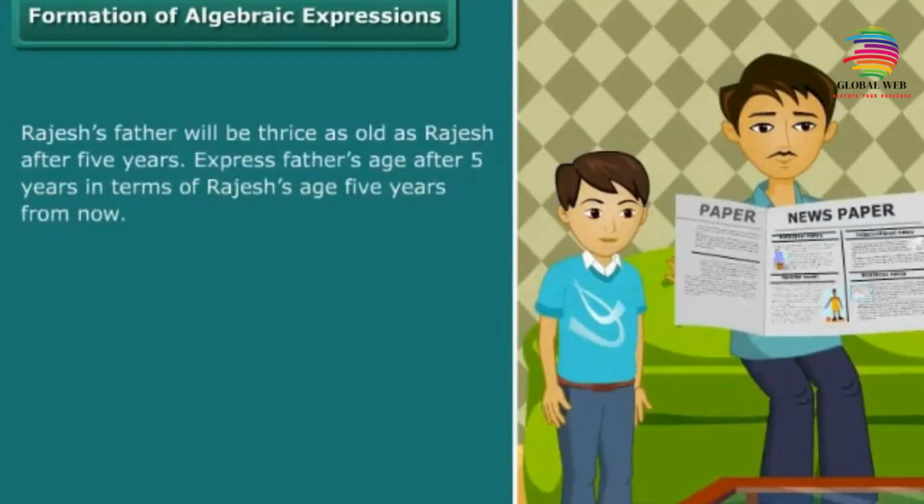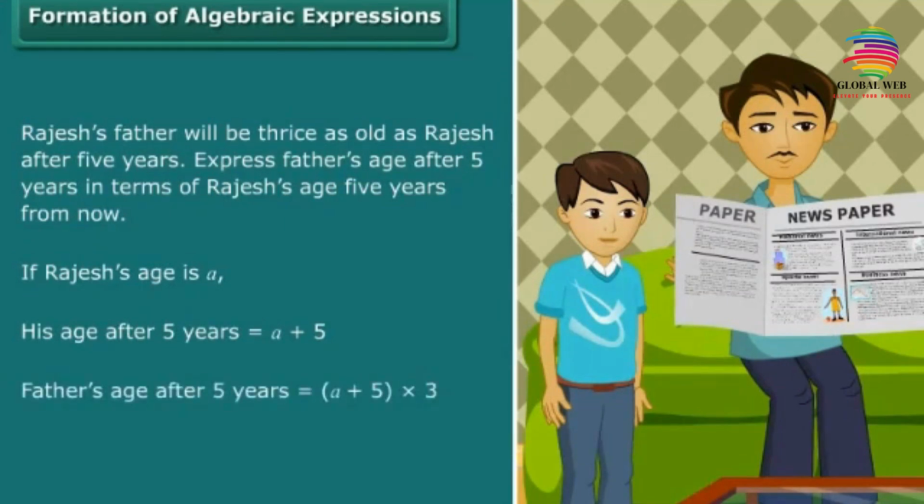Rajesh's father will be thrice as old as Rajesh after 5 years. Express father's age after 5 years in terms of Rajesh's age 5 years from now. If Rajesh's age is A, his age after 5 years is equal to A plus 5. Father's age after 5 years is equal to (A plus 5) into 3.